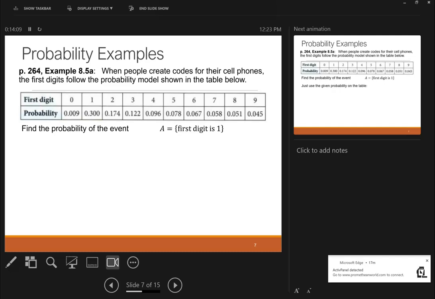All right. Find the probability of the event that the first digit is 1. Who can tell me that?